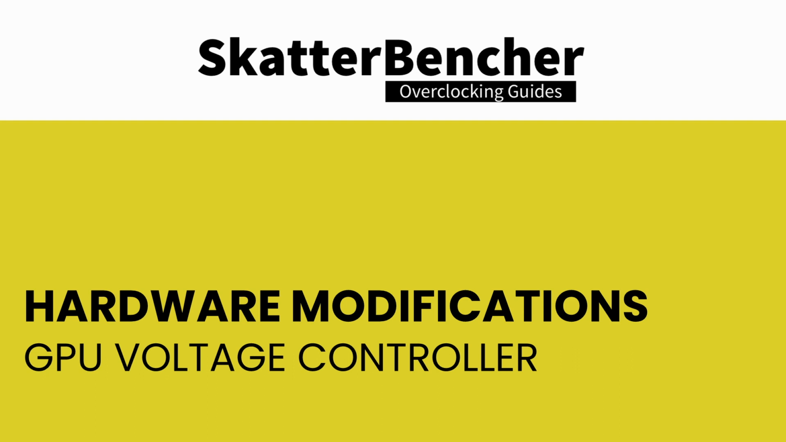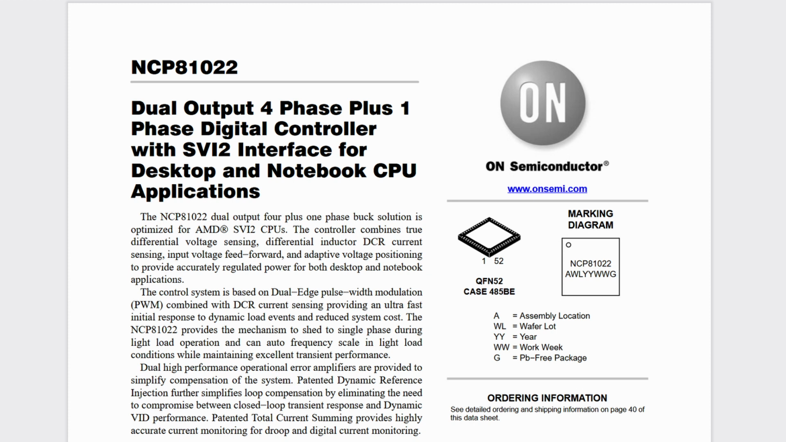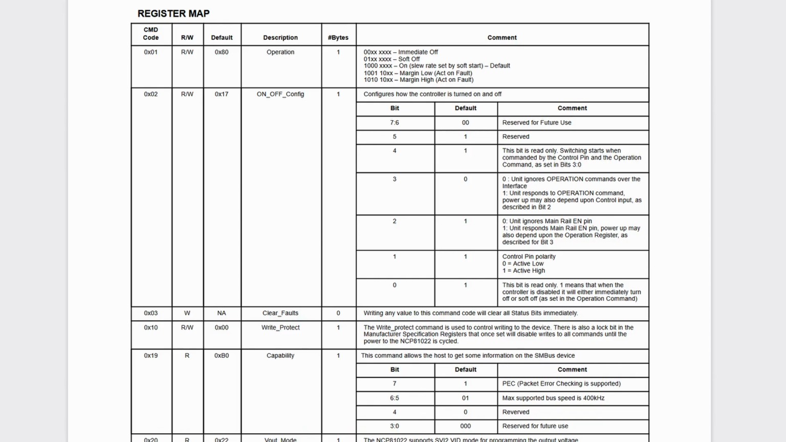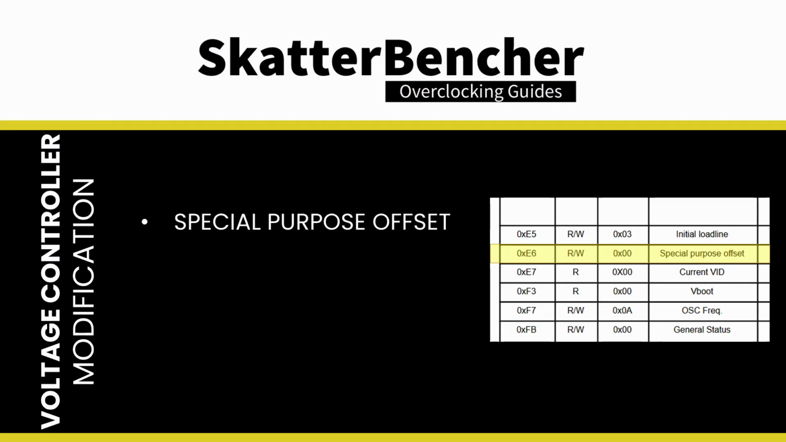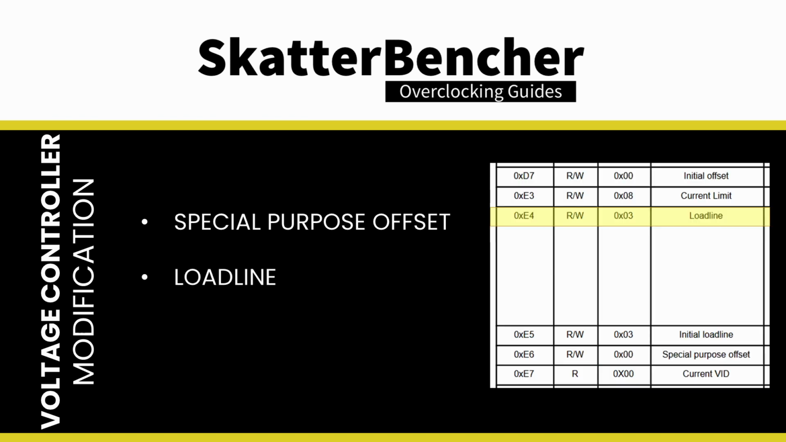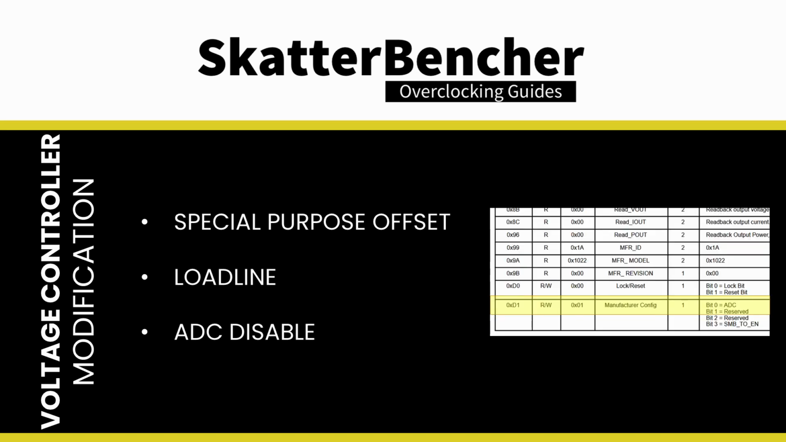When we open the ON Semiconductor NCP81022 datasheet, we find much information about the voltage controller. Under the SVI2 interface register map, we can find more information on the various settings for this voltage controller. The most suitable options for us are the special purpose offset, which we can use to offset the GPU and SoC voltage, load line, which lets us adjust the voltage load line, and ADC disable. It's that last one that will give us the most benefit.